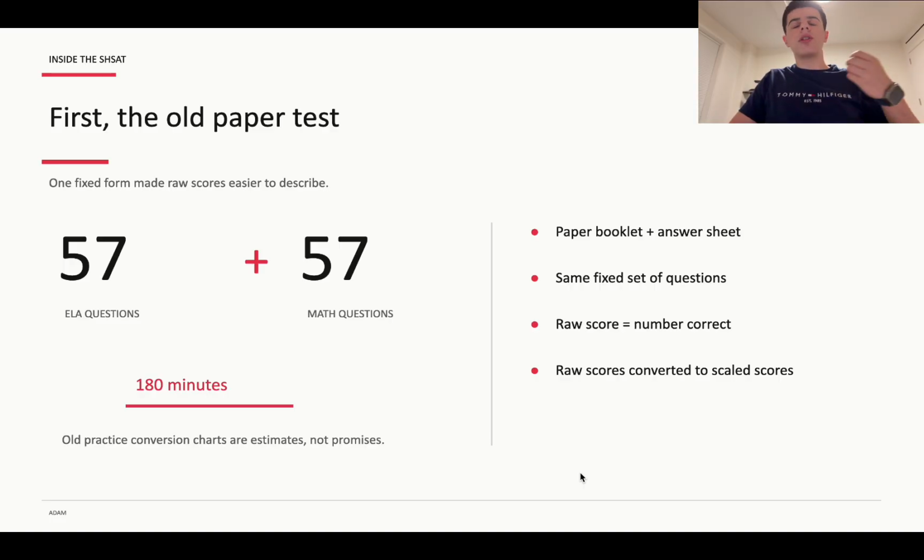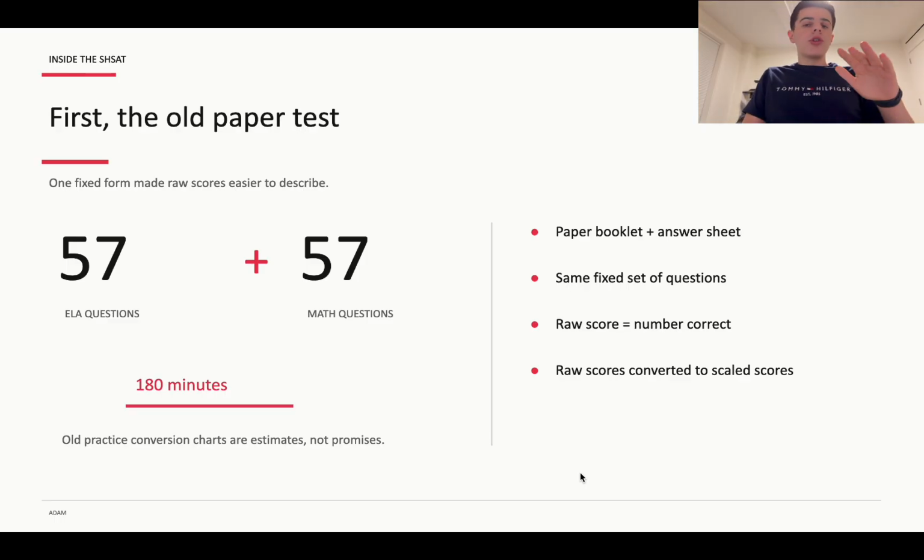So what you get these days on practice tests will not be representative of what you might get on an online version. But basically, the key parts of the old paper test are that you had a paper booklet and an answer sheet. Almost every question was MCQ, except for a few at the beginning of the math section, which were open answer. And you had the same fixed amount of questions. You had a raw score, which was pretty straightforward to convert into a scale score out of 800. And there are actually quite a few good online converters that I find to be fairly reliable.